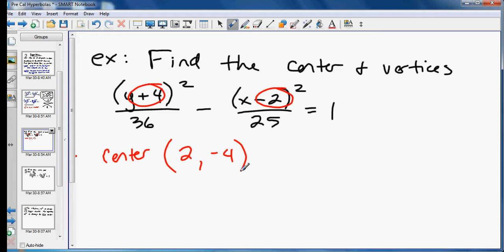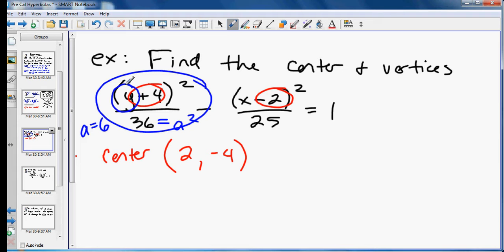Okay, now to find the vertices, we need to find a squared. A squared is with the first term, the one that's positive. So this is a squared. A squared is 36. So a is 6. And you can just remember it this way. Whatever term a is with, it's that variable that we're going to add and subtract the a to. So I need to just add a and subtract a from the y value. So -4 minus 6 is -10. -4 plus 6 is 2. So those would be the two vertices.